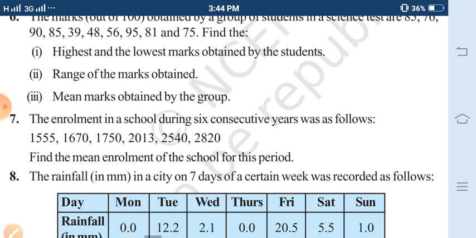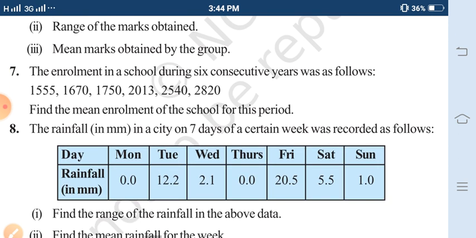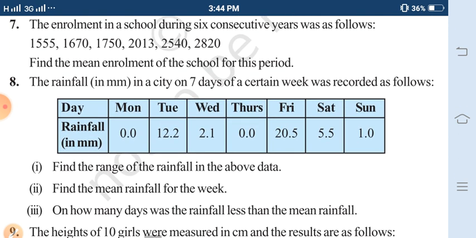Question number 7. The enrollment in a school during 6 consecutive years is as follows. Find the mean enrollment of the school for this period. Students, in the 7th sum also you just have to find the mean. You will add all the given observations and divide the sum of the observations by 6. The total number of observations here is 6. So in this way you will find the mean.